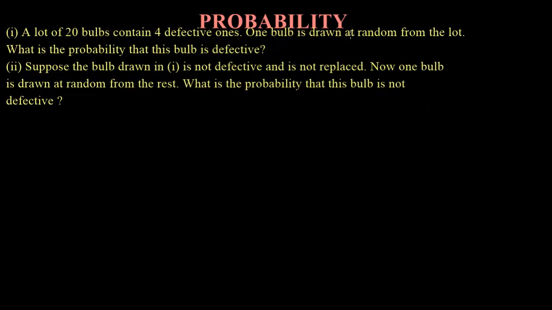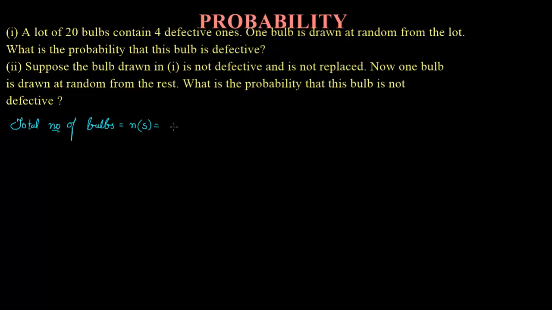Now, one bulb is drawn at random from this lot. What is the probability that this bulb will be defective? So, same kind of question. We need to first write how many total bulbs there are. Total number of bulbs, which is equal to n of S.